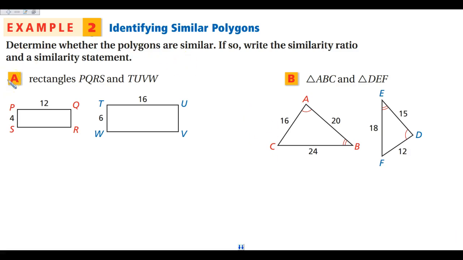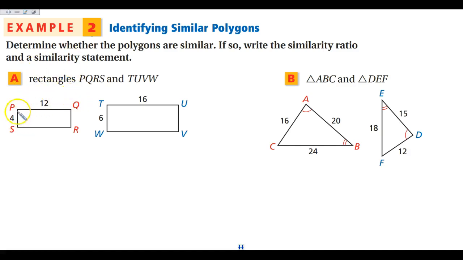All right, so let's take a look at example 2 here. And I want to determine whether or not these polygons are similar. All right, so I'm going to look here at A. I have rectangles PQRS and TUVW. First things first is we need to pull all that information that we did in chapter 6 with our knowledge base about what do we know about rectangles.